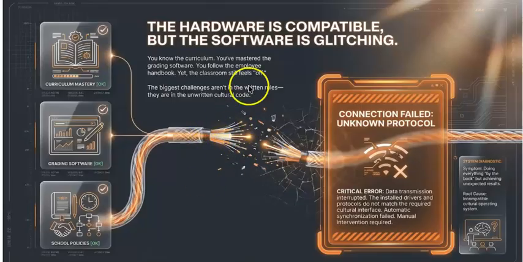So it looks somehow like this: mastering the curriculum, good. Grading software, good. School communication system, good. School policies, you're good. But when it comes to the classroom, you realize that connection failed, unknown protocol, critical error, data transmission interrupted. Oh, there's a problem. It is just a mismatch. It's a small glitch right there, if you may say.